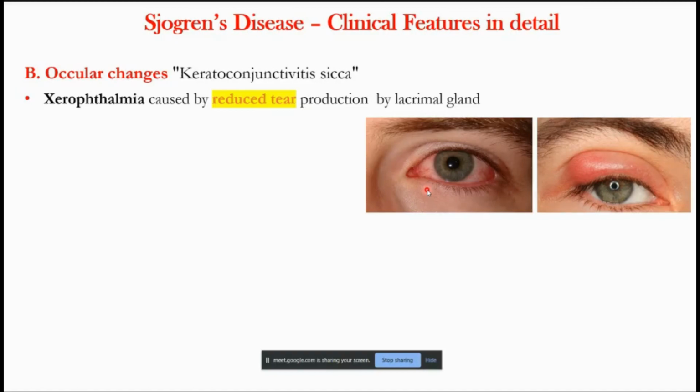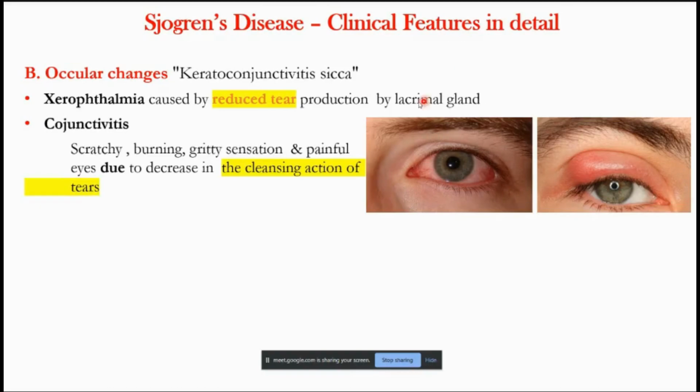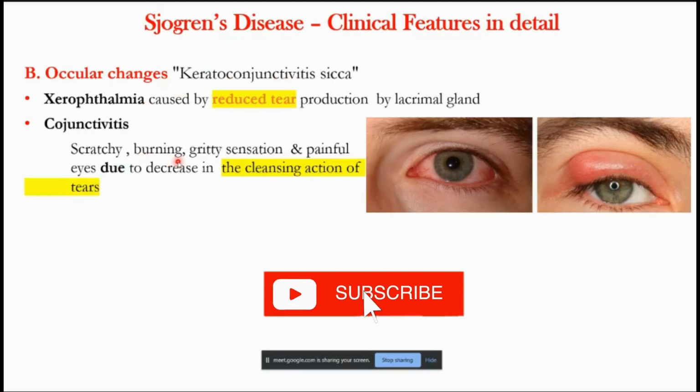And dry eye is a condition where people find it very difficult. It's itchy, and sometimes there is a sudden production of tears which keeps coming out uncontrollably. So all these are features of dry eyes, which can be present in normal people also, by the way, especially those who wear glasses. And when there is reduced production by the lacrimal gland, it's called xerophthalmia. Apart from the xerophthalmia, it will have keratoconjunctivitis, which is a scratchy, burning, gritty sensation, and painful eyes.